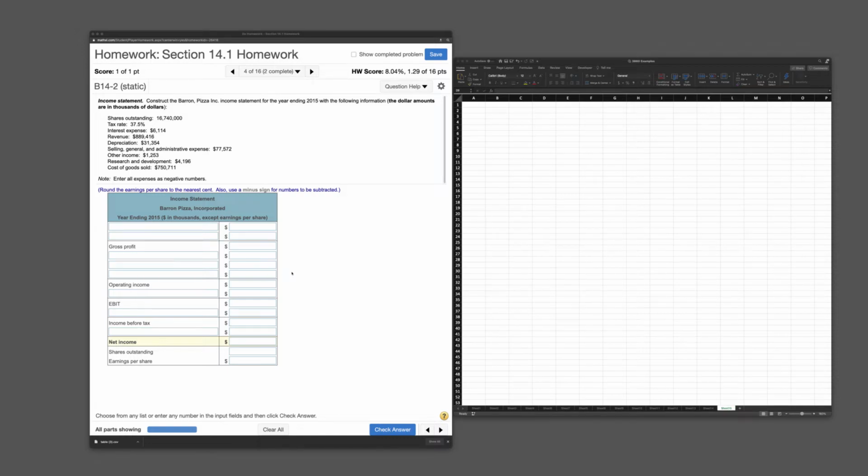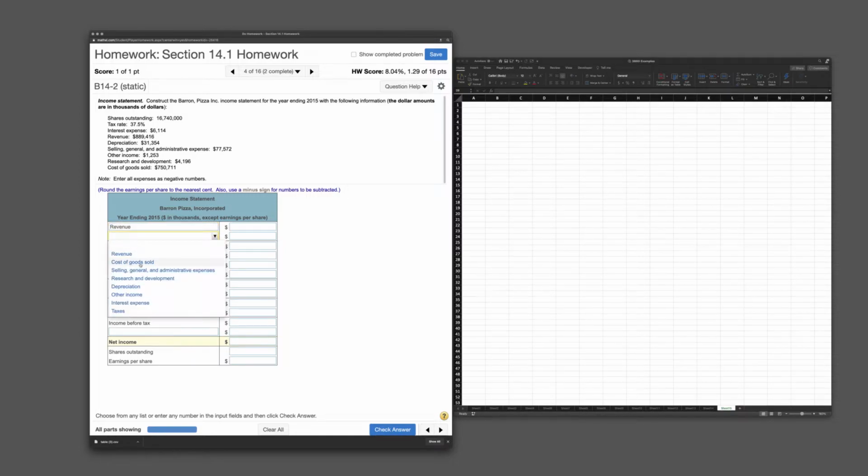Hey everyone, welcome to completing our income statement. So this will take us back to those good old days. This is just a good reminder of how we calculate many of these ratios that we'll be talking about soon, and also we'll discuss the earnings per share.